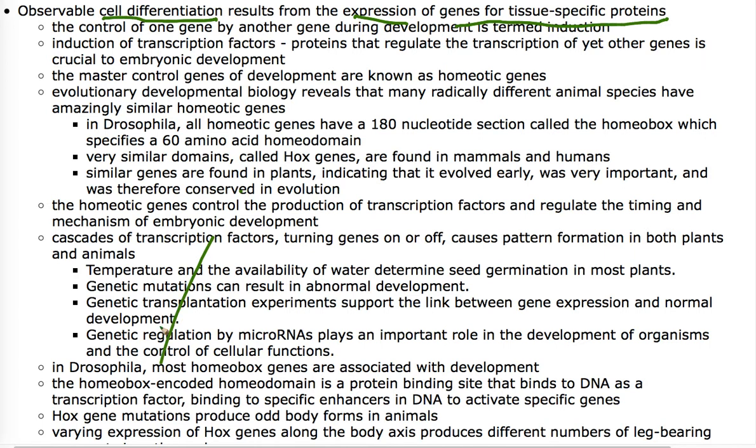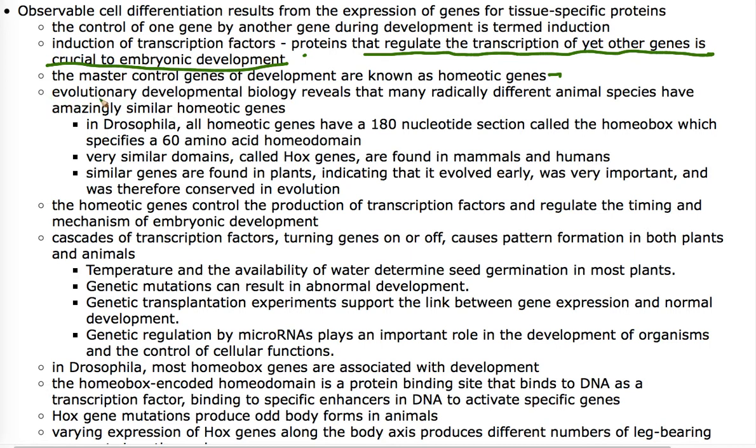So, the control of one gene by another gene during development is called induction. So, one gene can induce another gene to do something. Induction of transcription factors, which are proteins that regulate the transcription of another gene, is crucial to embryonic development. Master control genes have been discovered that are known as homeotic genes.